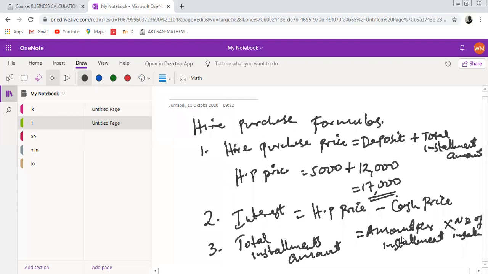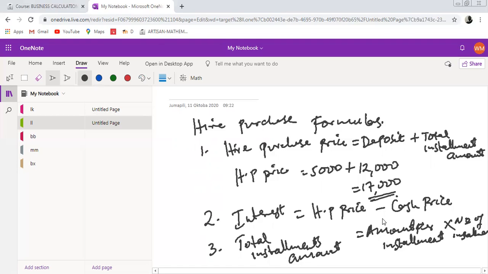It is actually the amount per installment times the number of installments. It will give you the total amount of installments. Having noted that, you also need to understand one simple concept: if you are given the total amount of installments and the number of installments, then you can get the amount per installment.